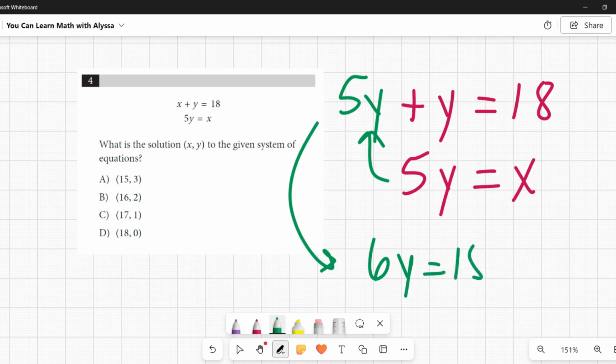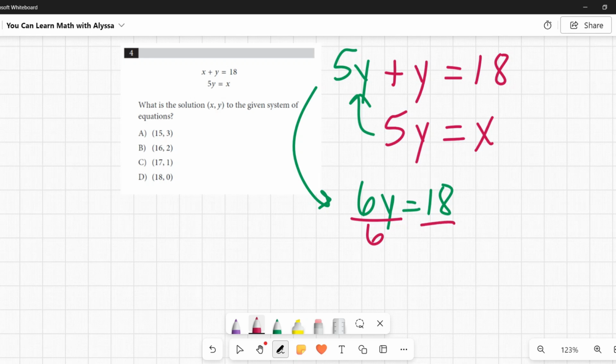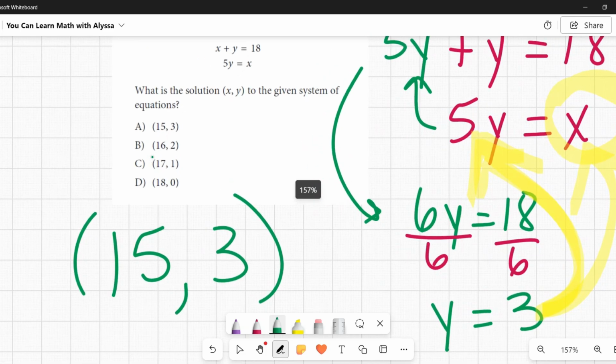6y equals 18. Since 6 times y equals 18, I need to undo that to solve for y. The opposite of multiplying by 6 is dividing by 6. And I get that y is equal to 18 divided by 6, or 3. Now that I know y is 3, that's part of my answer, I need to find out what x is. Well, I'm told here that if I take my y and multiply it by 5, I'll get x. So 3 times 5 is 15. There's my x, 15. And over here, 15, 3 is A. That is my answer.